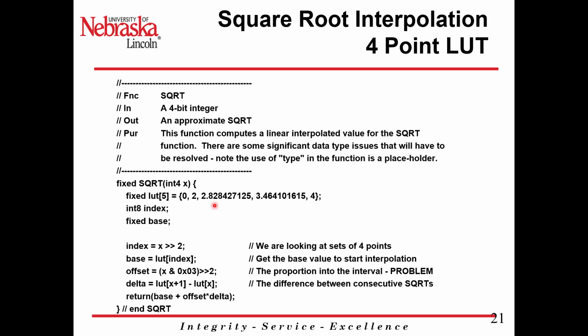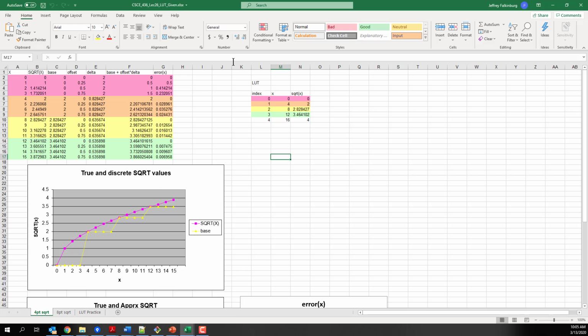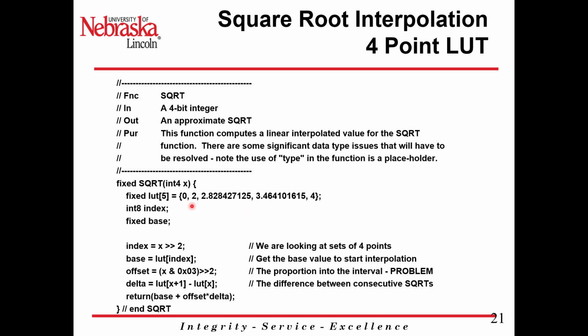So we have this lookup table. These are the values that we have in our actual 4-bit lookup, plus 0. So 0, 2, 2.82, and 3.46. So we have these values in our lookup table. And now we'll talk about what we're actually going to use for those values in a little bit. So we index into that, we have our base address. Our index is going to be our x value, whatever we're trying to get, divided by 4.